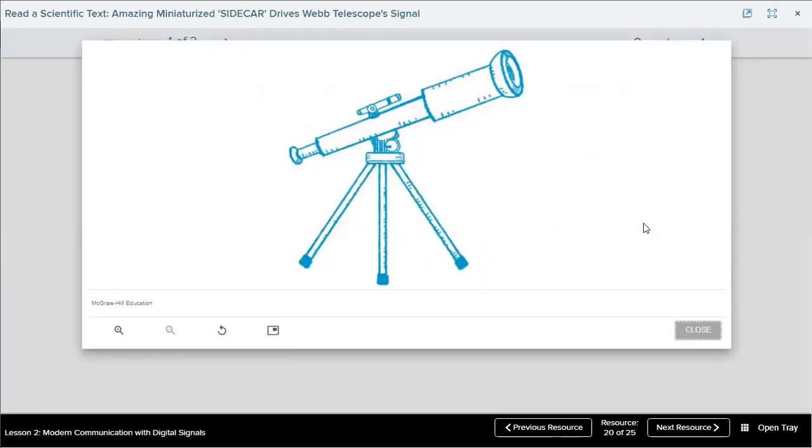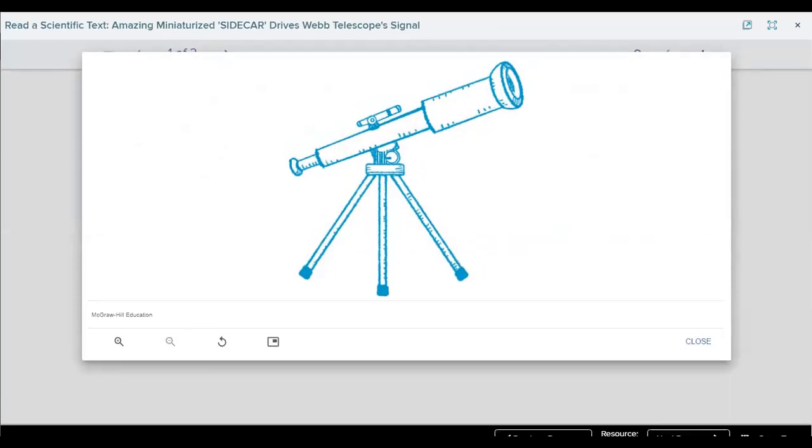What's meant by this device? Who can answer me? What's meant by this device? Mu'taz, this device, what is the name?